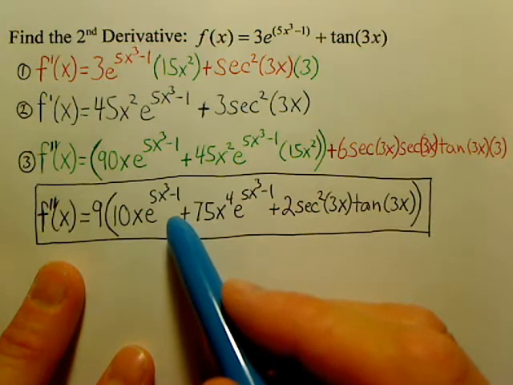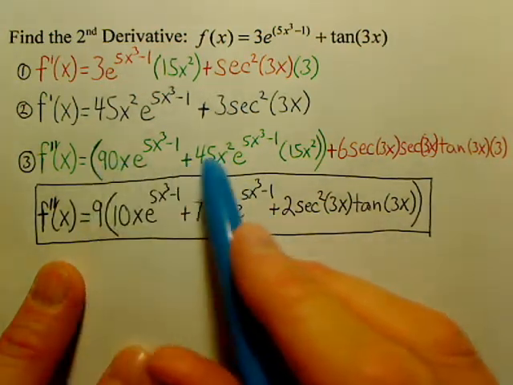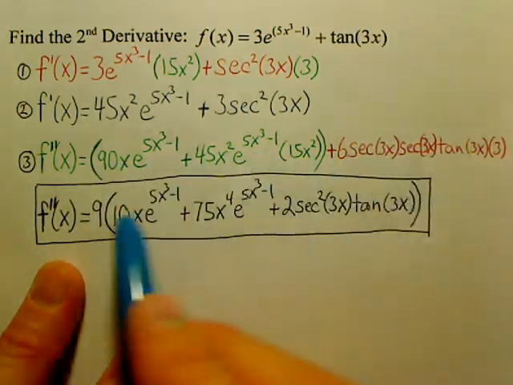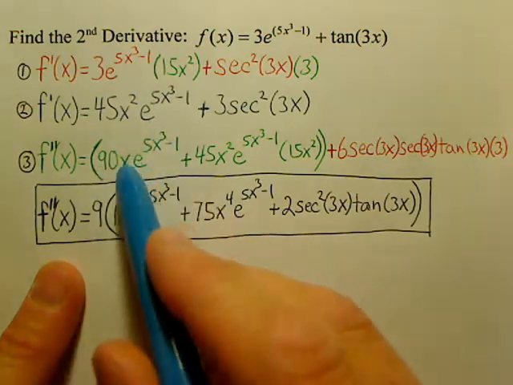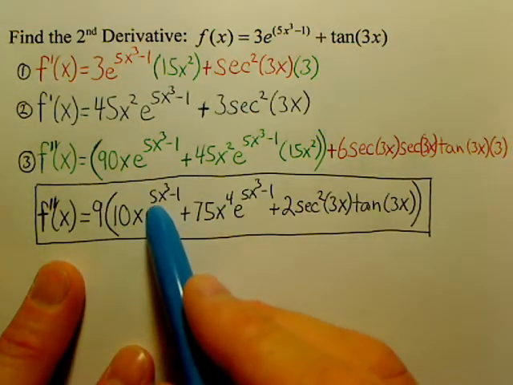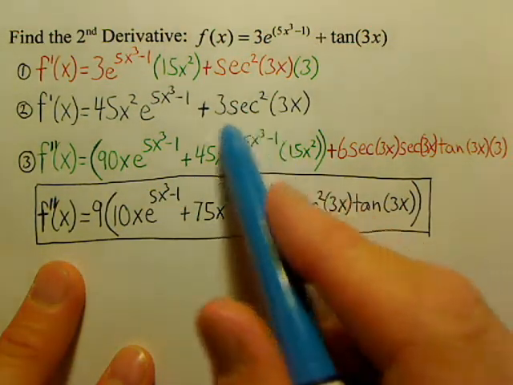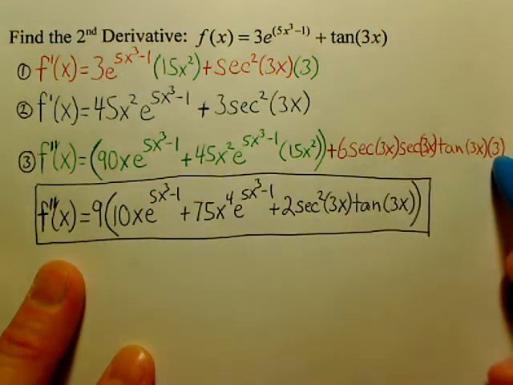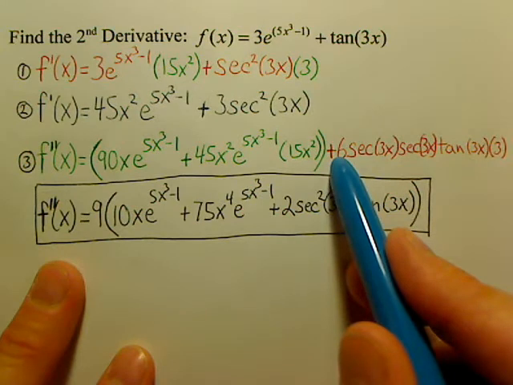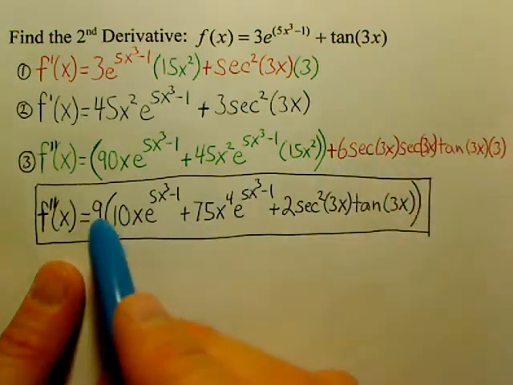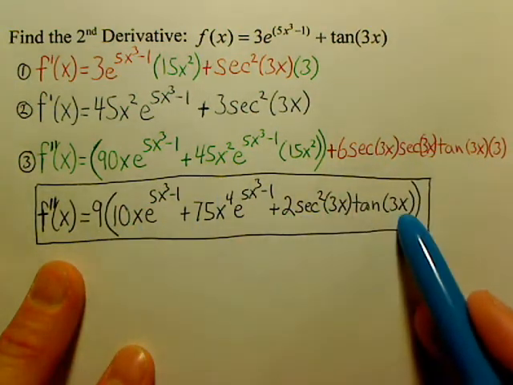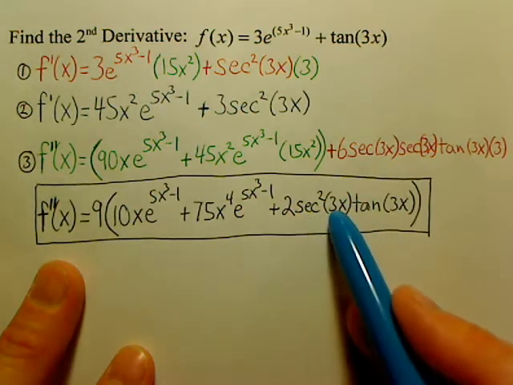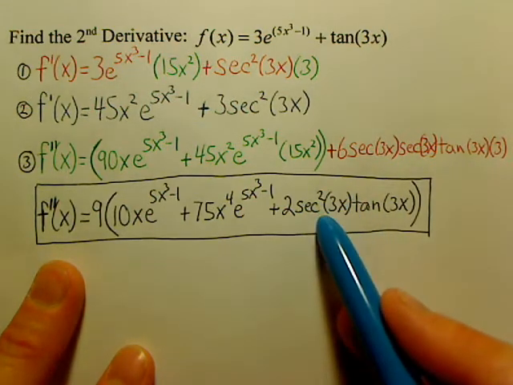Now I simplify as much as I can. So what I noticed is all these terms have a 9 in them. This would leave you 10x e to the 5x to the third minus 1. Right here, when you pull a 9 out, you're left with this. And for this one, when you multiply the 3 up front, okay, and you take out the 9, you're left with this. Remember, secant would be secant 3x all squared.